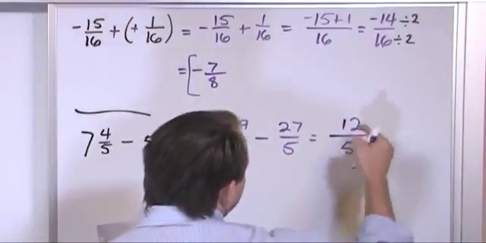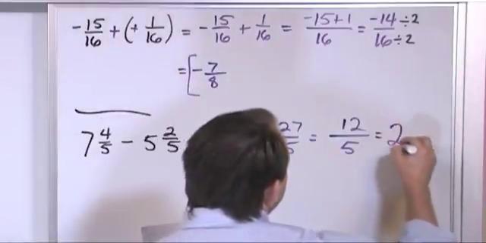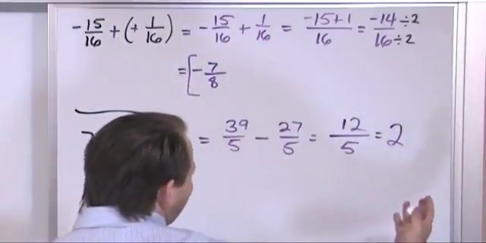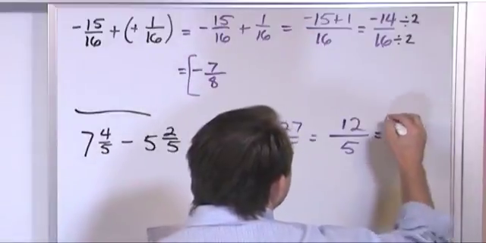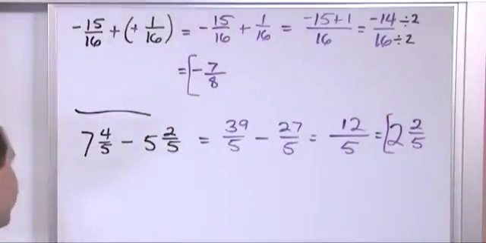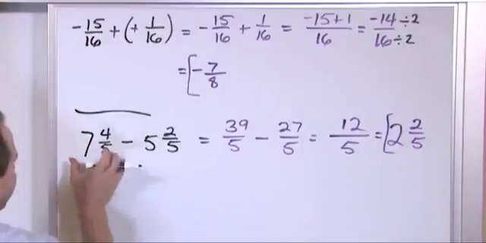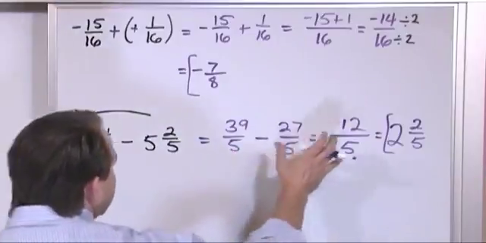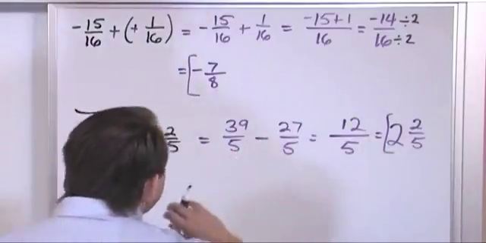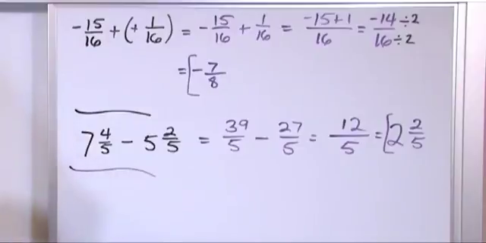Now this is improper. How many times will 5 go into 12? It'll go 2 times. So 5 times 2 is 10, and the remainder, 12 minus 10, is 2. I write it as 2 over 5. So 2 and 2/5. There are other ways to do this, but it's just easier to convert to improper, do the subtraction the way you know, and if the answer is improper, convert back. It's going to be a little bit shorter overall for you.